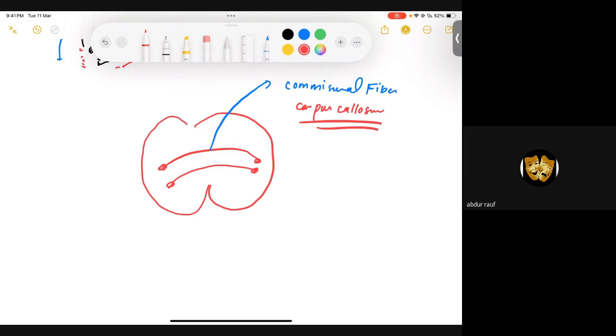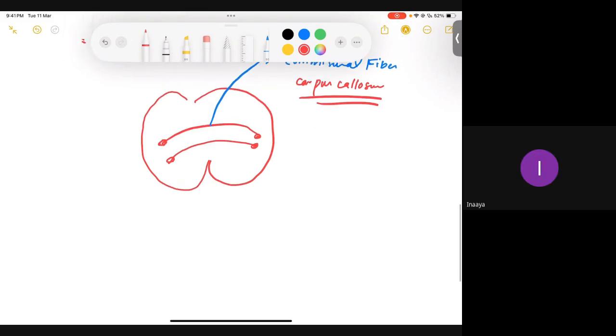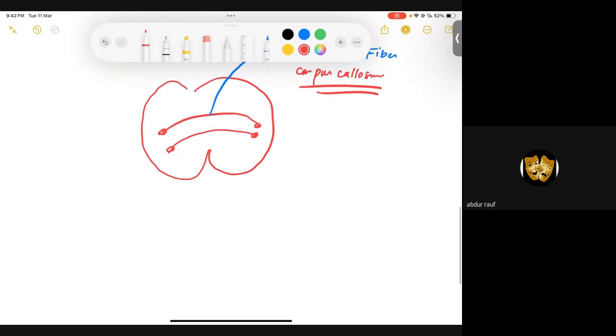Okay, so the ascending and descending tracks are white matter. All of them are axons. They are white matter. They are a group of axons. They are a bundle of axons. They are white matter, right? We are discussing classification of white matter. Is that clear? Perfect.